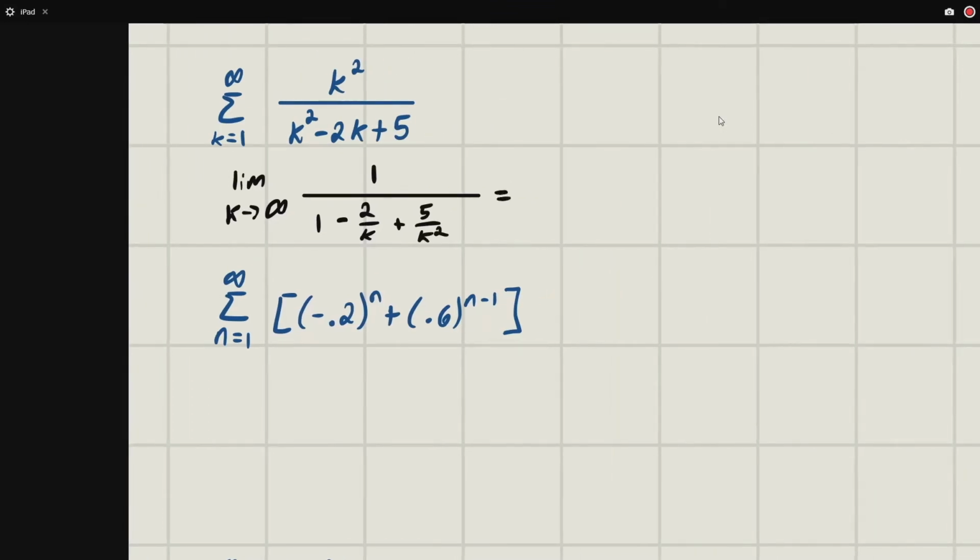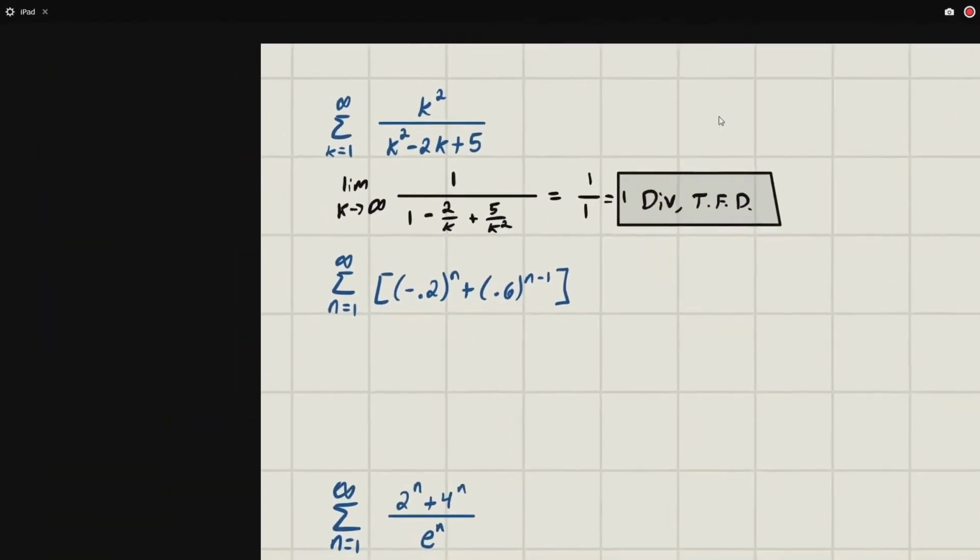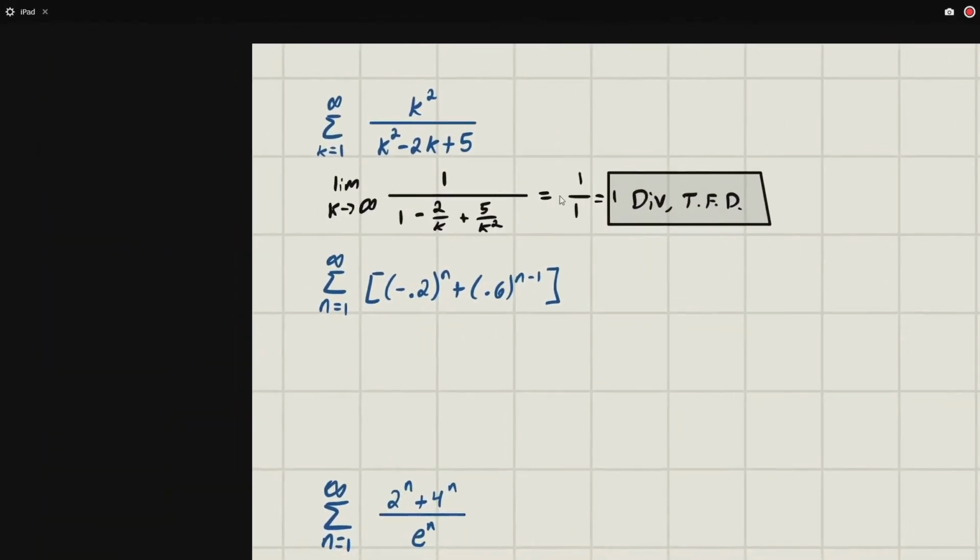If we take the limit, we're going to get 1 over 1. These terms go to 0. This is equal to 1. And we know from the test for divergence that this diverges. And so that is our first answer. So pretty nice. If it's 0, you can't say it converges or diverges. It's 0 doesn't really tell you anything. But if it's not 0, if it's 1, then we've got something to say here. So that's what we have going on right there.